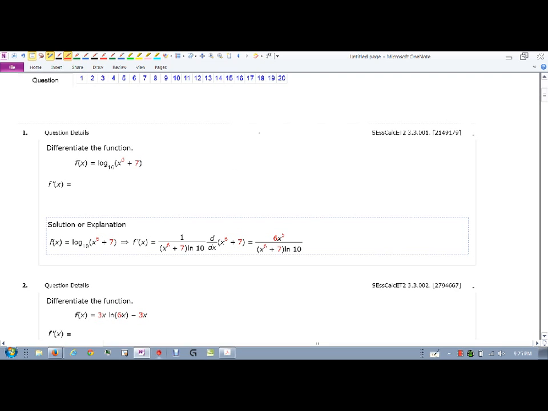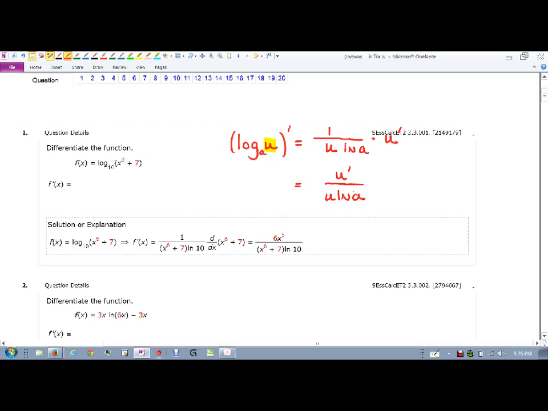So the general idea here is that if you have, let's say, log of u, the derivative is 1 over u. Oh, sorry, I forgot to put the base here. Log base a of u. The derivative is 1 over u natural log a times, now chain rule says I need to take the derivative of what was inside the log, so that would be the derivative of u, so u prime. Another way you could write this is u prime over u natural log a.